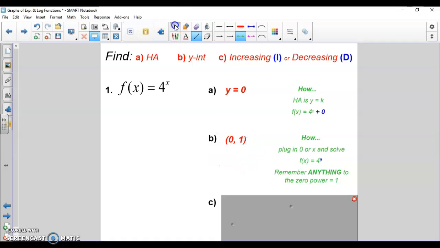Y-intercept is the next thing I'm asking for. Plug in 0 for x and solve. Remember here, anything to the 0 power is 1. So 4 to the 0 power is just 1, so (0, 1) is your y-intercept.